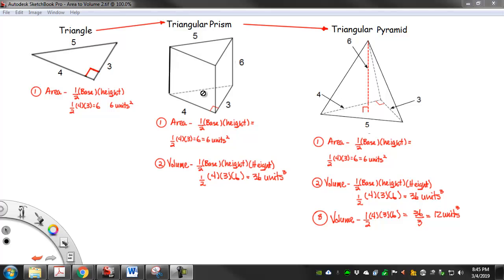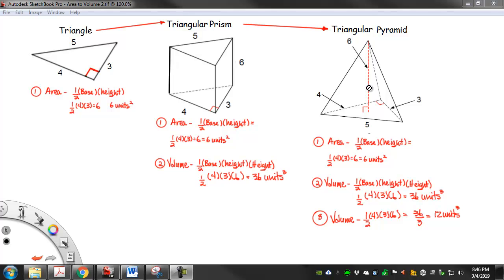Now to take that triangle, we can see it here on the bottom, it has the same dimensions. All we have to do is add height to it. So I'll take 1/2 the base times the height, which is 6 units, and I multiply it by the height, so that'll give me another 6 that I have here, and I get 36 units cubed. Now remember, we have 3 dimensions, length times width times height. Well, that will give us units of a cube.